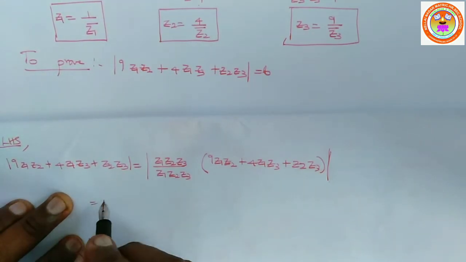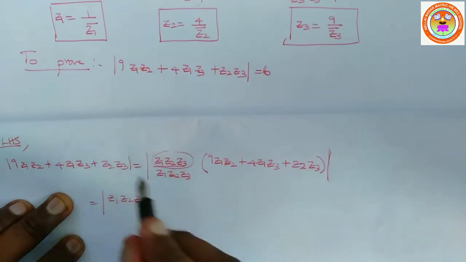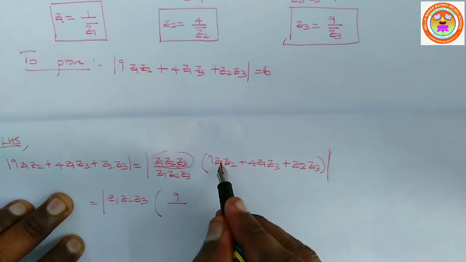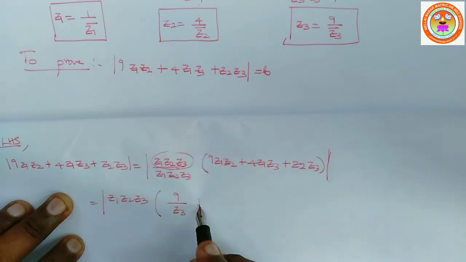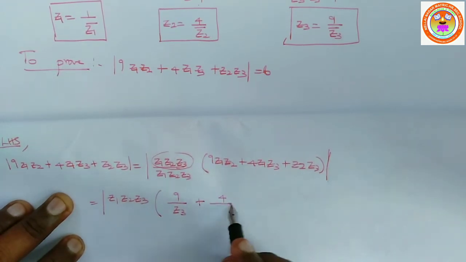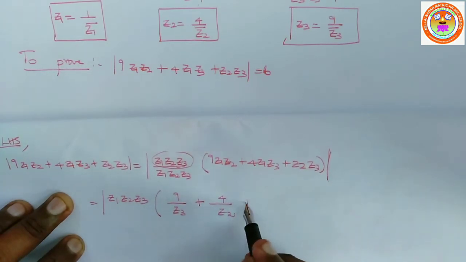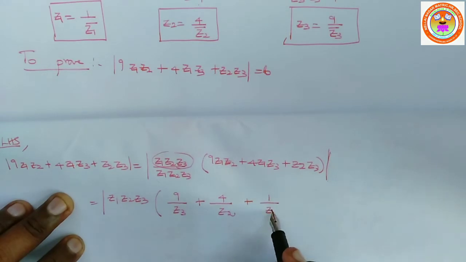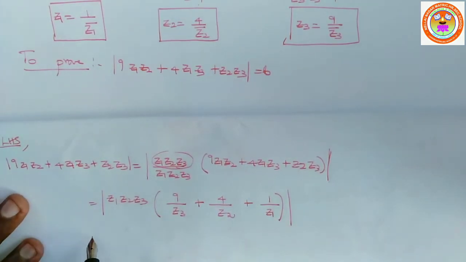So that is equal to modulus of Z1 Z2 Z3. This will remain as it is here. This one divides each and every term. 9 divided by Z1 Z2: Z1 Z2 cancels, remaining Z3 plus 4. Z1 Z3 cancels, remaining Z2 plus 1 divided by Z2 Z3: Z2 Z3 cancels, remaining Z1. Close the modulus. So, listen carefully.